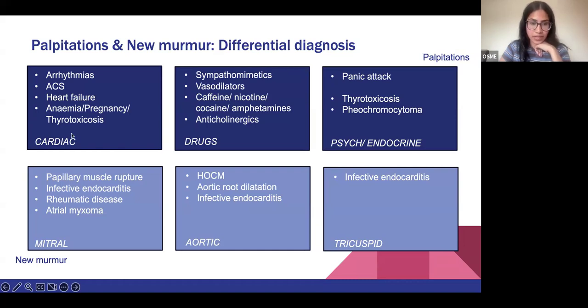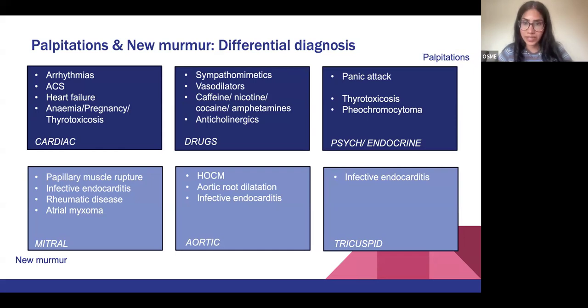The main ones for palpitations are to figure out if it's a cardiac cause, so not just arrhythmias and ACS, but also high output states. Those can include anemia, pregnancy, sorry, thyrotoxicosis, and also Paget's disease of the bone. Certain drugs can cause palpitations, sympathomimetics, obviously, vasodilators. I forgot to include it here, but beta blocker withdrawal can present with palpitations. Obviously, all of the stimulant drugs.